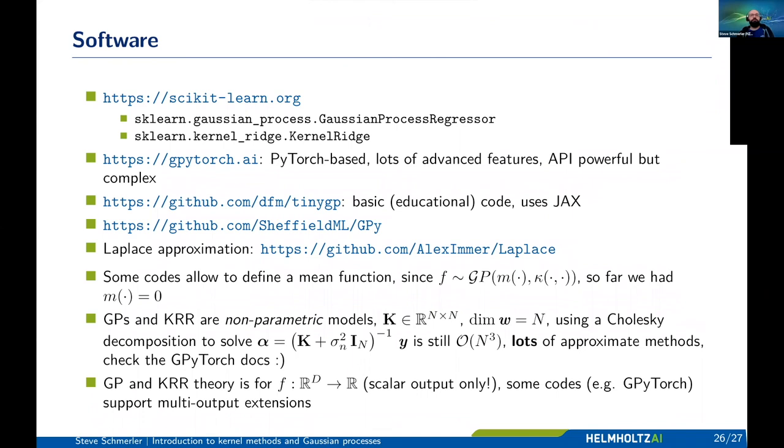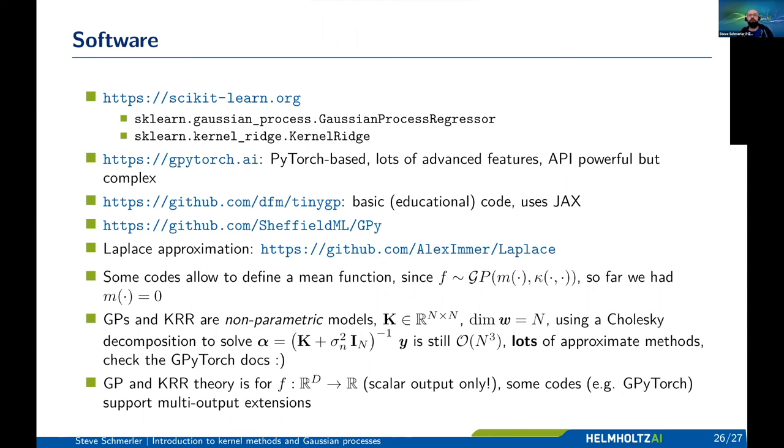Software, so there is, of course, scikit-learn, but you cannot use it for really big data sets. It's more a proof of concept or reference implementation. The implementation that I would recommend, even though the API is pretty complex, is GPyTorch. So this is everything you find in recent papers about, not everything, but a lot of approximate methods that are published for Gaussian processes are implemented there.